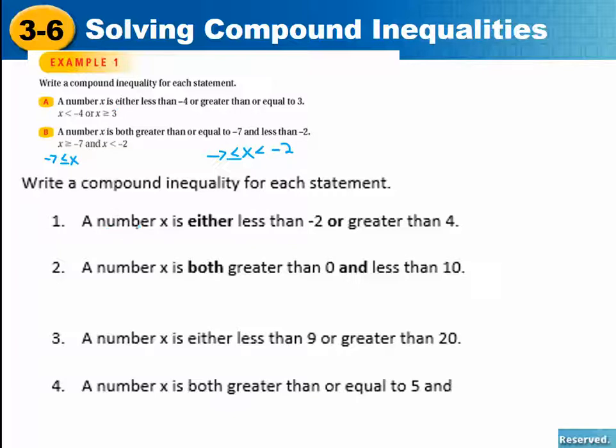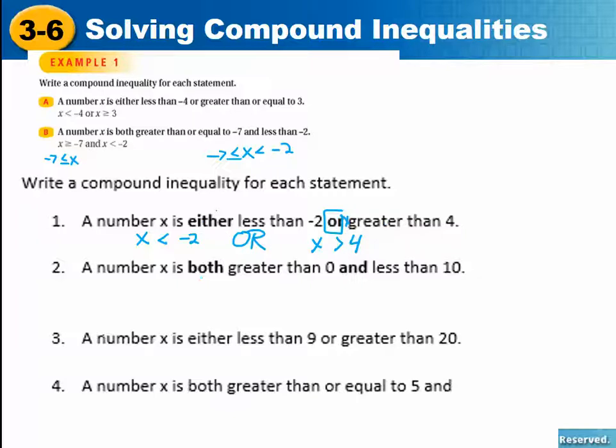Okay, number one says a number x is either, which means or. So it's either less than -2 or greater than 4. So our first one is that x is less than -2. So you just write x is less than -2. Or, you have to type the word or, x is greater than 4. Now it doesn't say x again here, but it means it. It means x is less than -2 or greater than 4. You have to write x on both of them.